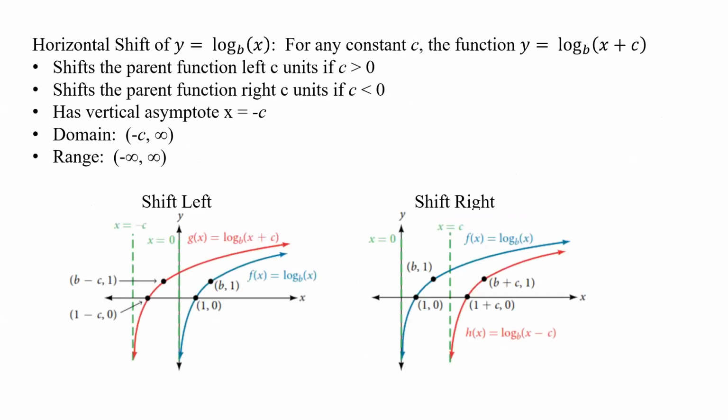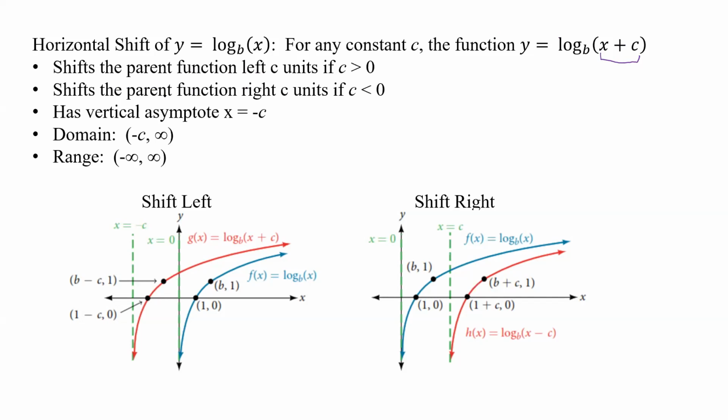All right, so the first one that we're going to go into in detail is the horizontal shift. And again, we're just adding a constant c inside of here. So in the input, we're adding c. So what that means is if we have a positive c here, we're going to shift left. If we have a negative c, we're going to shift right. And so that kind of shows what we have here. Shift left if c is greater than 0, and shift right if c is less than 0.